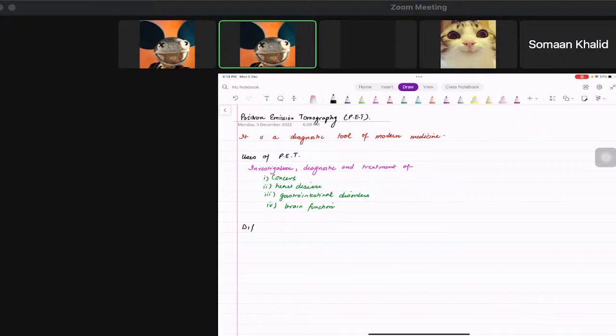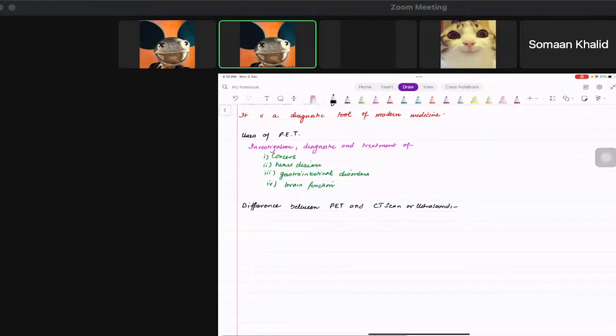Okay. Now, so difference between PET and CT scan or ultrasound, right? So we have done these two, we want to know.